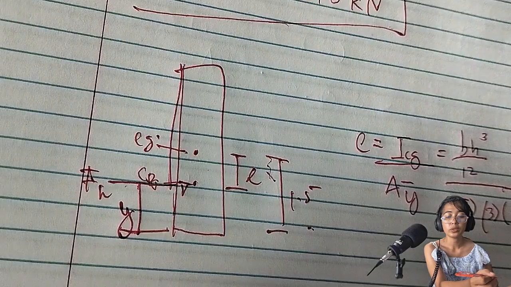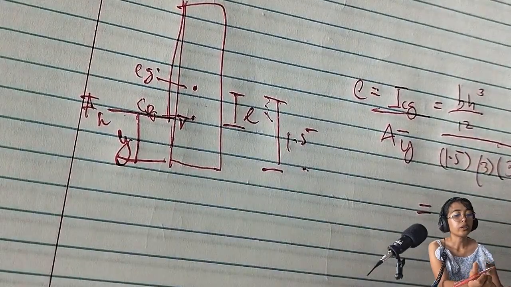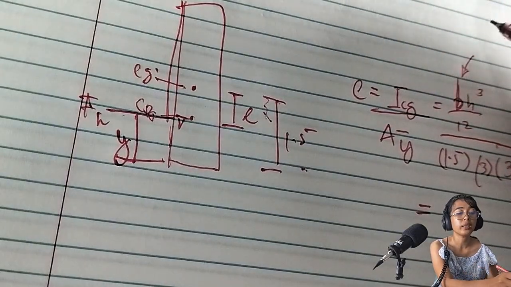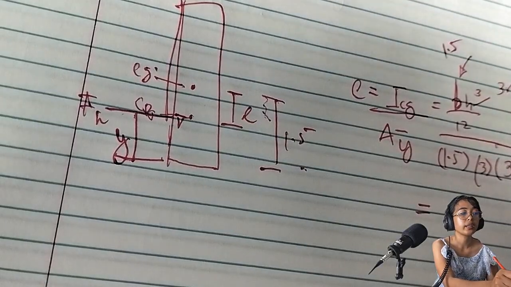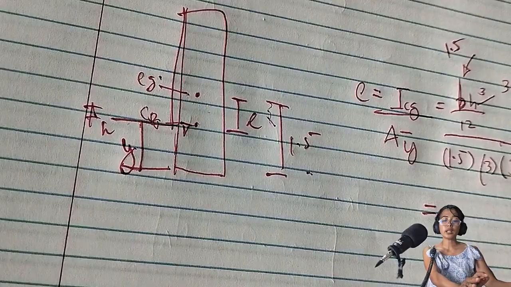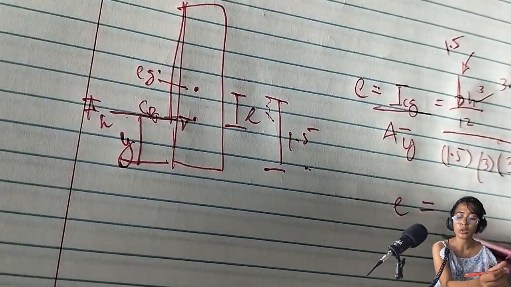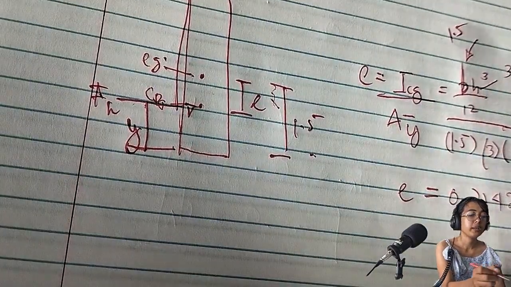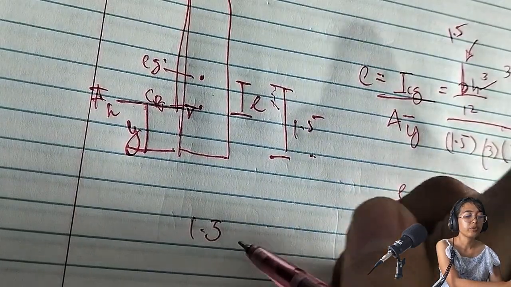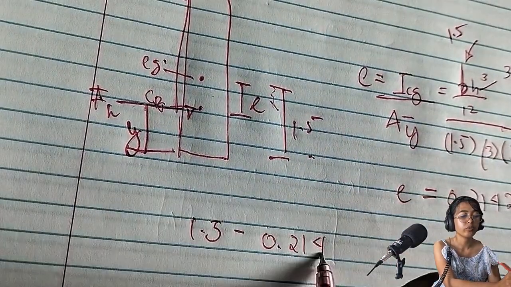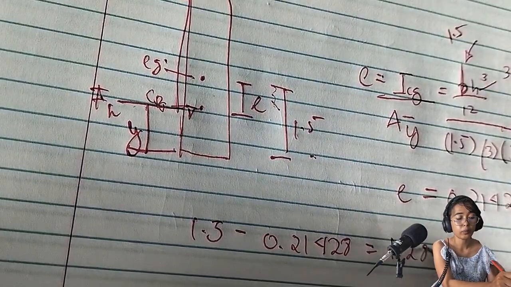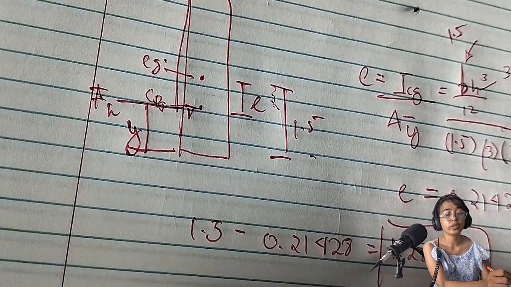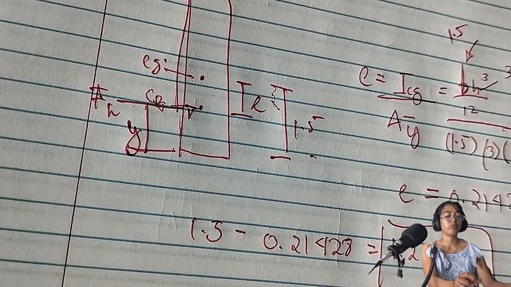So, then, what's the next step to do? Here is our input. Our B is at the base of 1.5, and the height is 3 meters. After inputting all of this, we get the eccentricity, E, equal to 0.21428. Then we subtract it from 1.5 minus 0.21428, which is equal to 1.285 meters. Therefore, the location of our horizontal force is 1.285 meters.